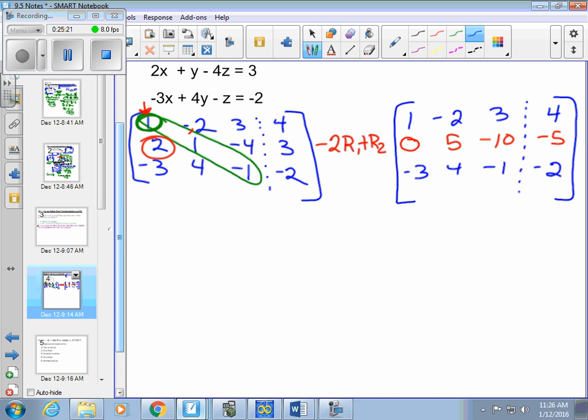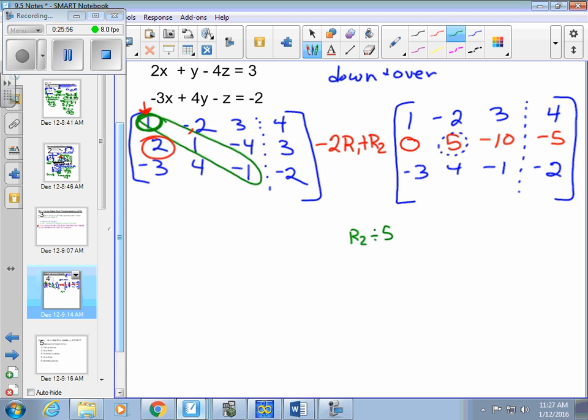So we talked about working down and over. So I got my 0 where I want it. I want this one right here to be a 1. To create zeros, I'm going to add rows together. To get that to be a 1, can I just divide everything in that row by 5? Yeah. So the next thing I'm going to do is take row 2 and divide by 5.